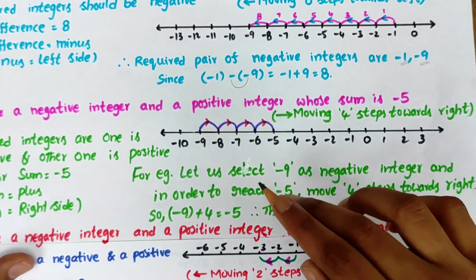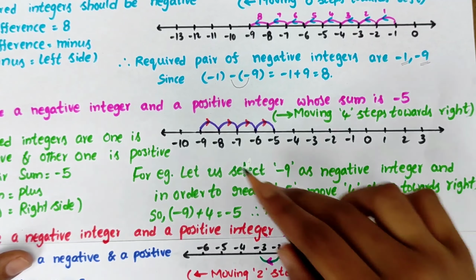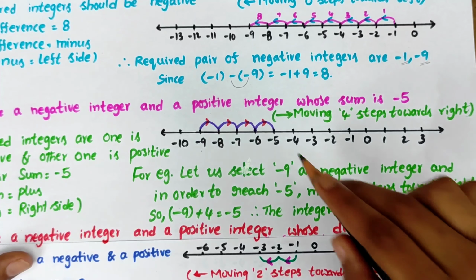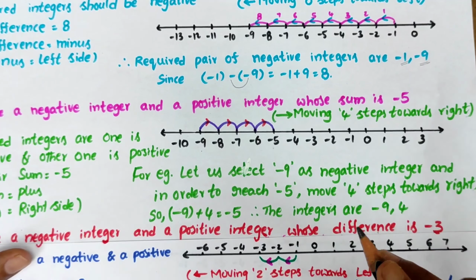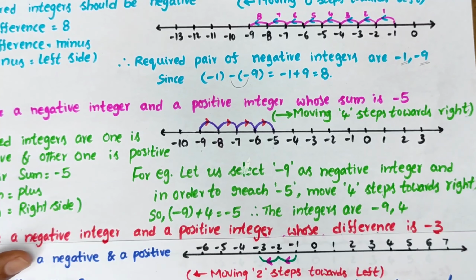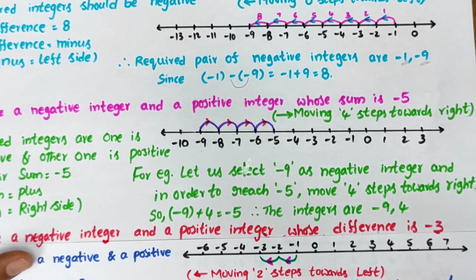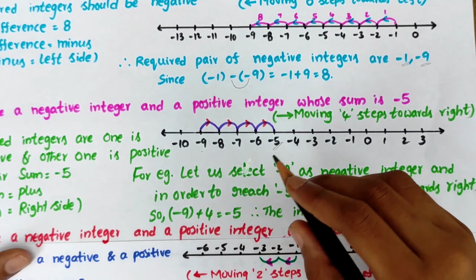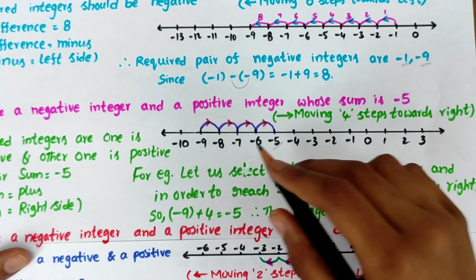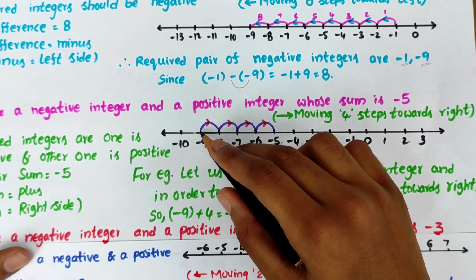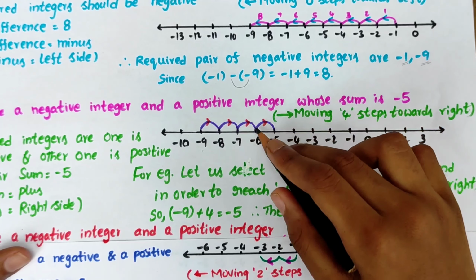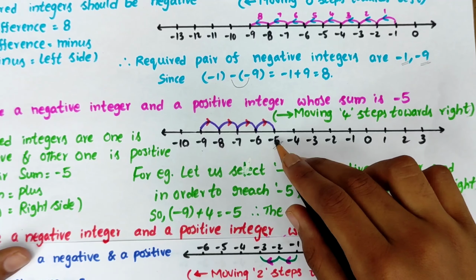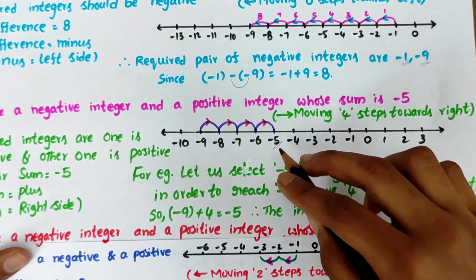For example, let us select minus 9 as a negative integer. See here, minus 9. I have selected it as negative integer. And in order to reach minus 5, move 4 steps towards right. See here, friends. We have to reach minus 5. So in order to reach minus 5, we should not count the steps, okay? So here minus 9, 1, 2, 3, 4. Okay, friends? There is no target of steps, but there is a target of reaching an integer, that is minus 5.